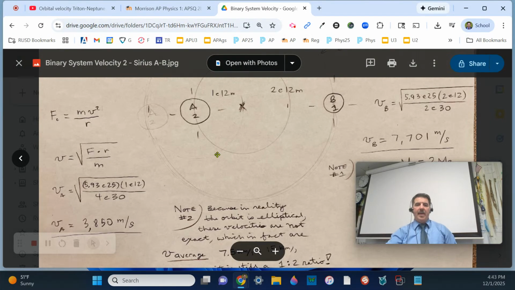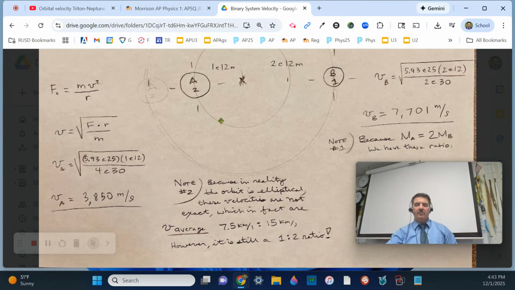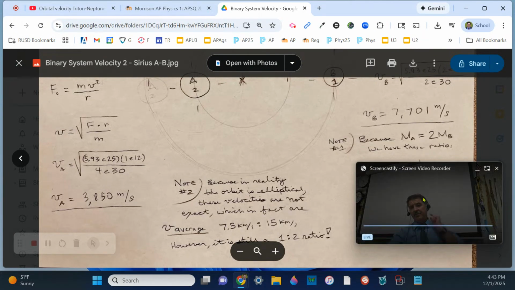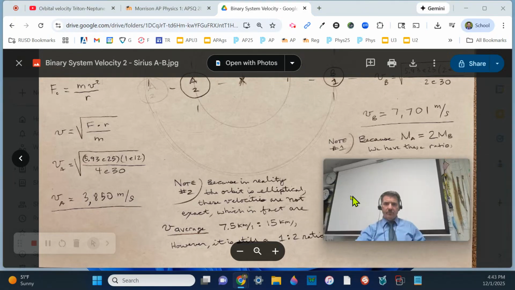And if you look at it, you get the velocity of 3850 meters per second versus 7701. Now, if you do this exactly, you're going to get a ratio, and the ratio is exactly like we said. It's a 2-to-1 ratio. Let's look at a bunch of things here.